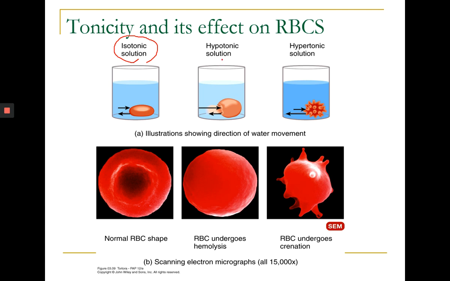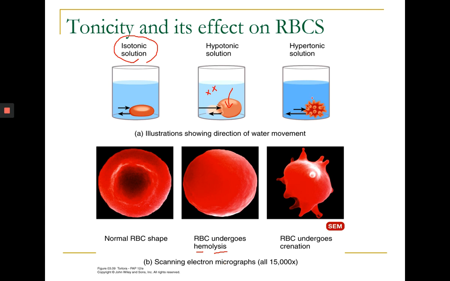Here, we put the RBC in hypotonic, so the concentration of water outside is more, and the concentration of solute is less. What happens? Water will move from outside to inside. What happens to the cell? The cell will swell, and in the end it might burst. This is called hemolysis. First it swells, then hemolysis.